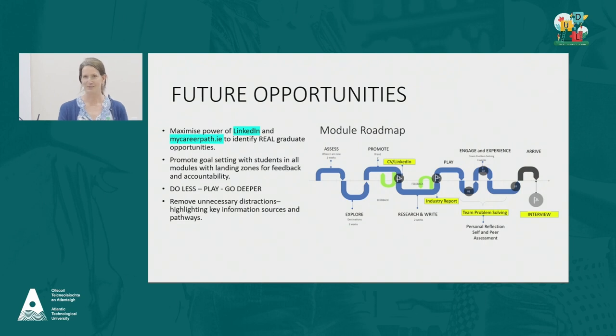I won't continue because I've gone over time, but I'm interested, I suppose, in maximising the potential of LinkedIn as a tool. And I know there's a mycareerpath.ie, there's a new thing being introduced, and I'd like to use that maybe to link it to real graduate opportunities and really get them kind of moving to that. Promoting goal setting at the beginning, and then doing less, playing more, and going a bit deeper. I think that's what I probably would leave people with. Thank you.